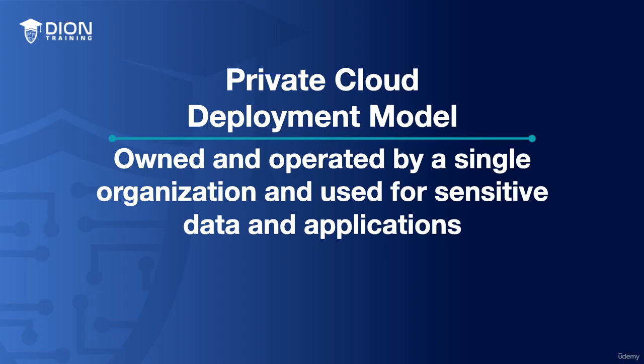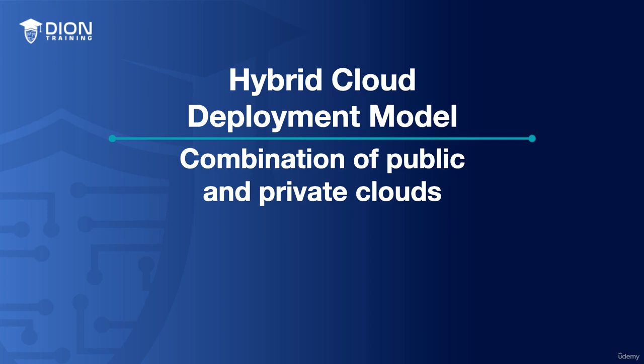Hybrid cloud deployment models are a combination of public and private clouds. Organizations can use public clouds for non-sensitive data and applications, and private clouds for more sensitive information and apps. Hybrid clouds offer benefits of both public and private clouds, such as scalability and security. However, they can be more complex to set up and manage. The organizations must be careful to maintain security and compliance across both public and private clouds.